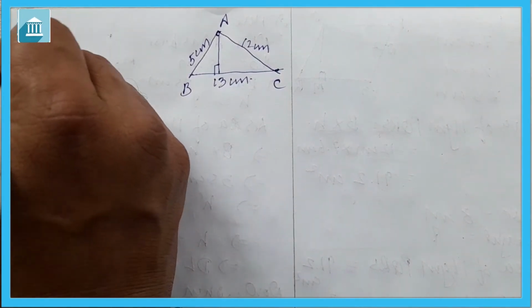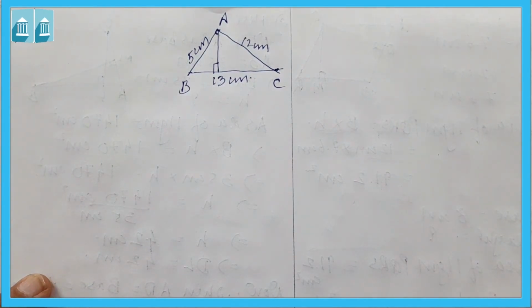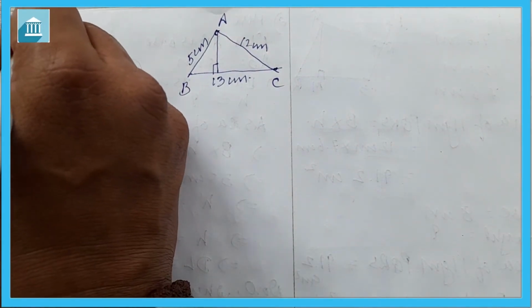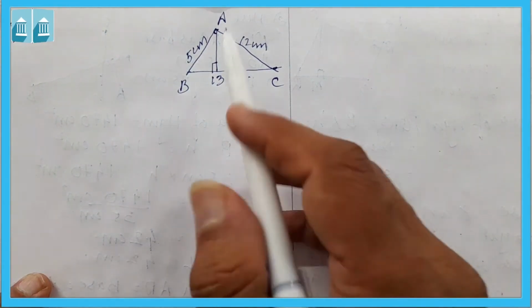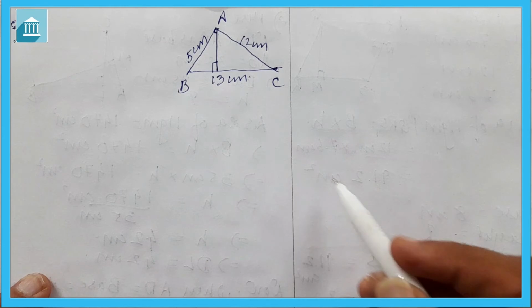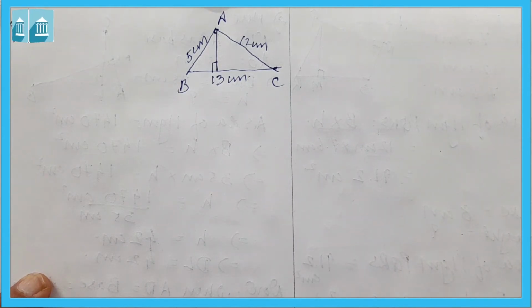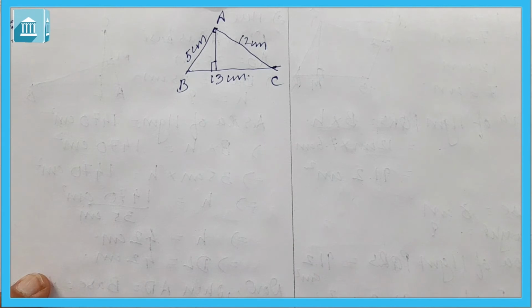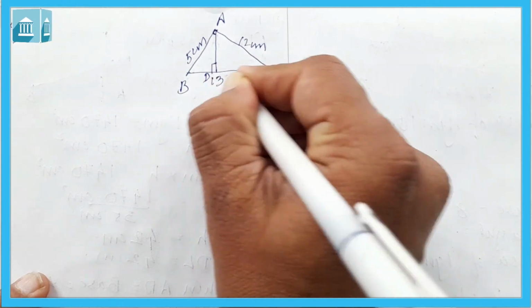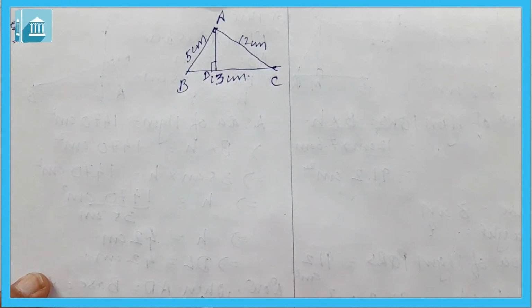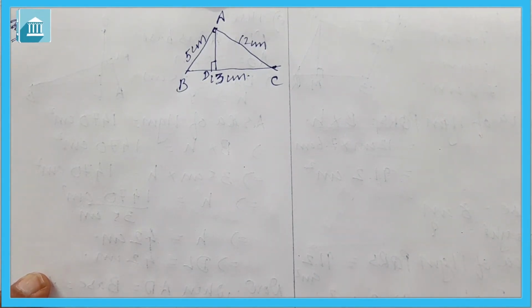Let us see question number 7. Question number 7 says ABC is a right angle triangle. Here you can see ABC is a right angle triangle, where AD is perpendicular to BC. This will be the D here. BC is equal to 13 centimeter, AC is equal to 12 centimeter, AB is equal to 5 centimeter. Find the area of triangle ABC and also find the height AD.